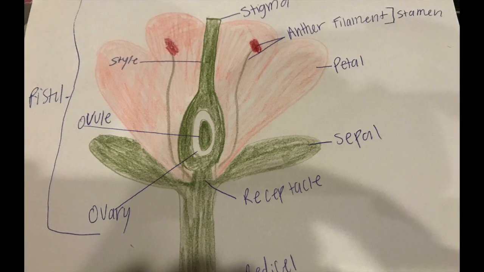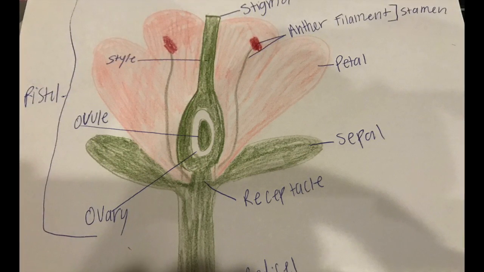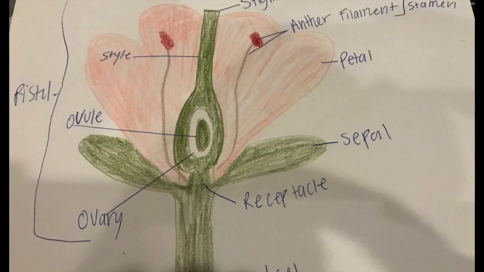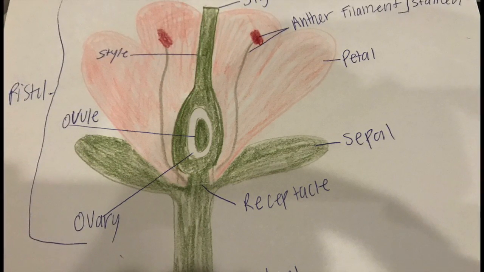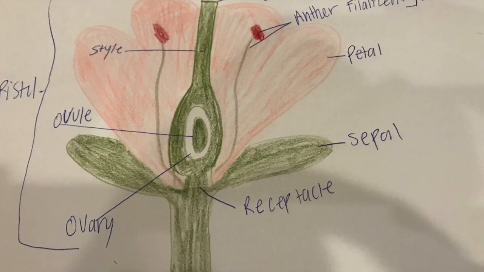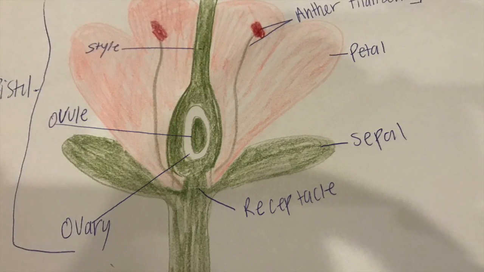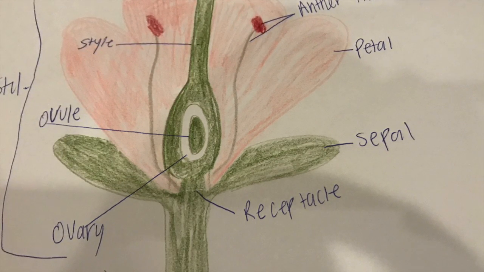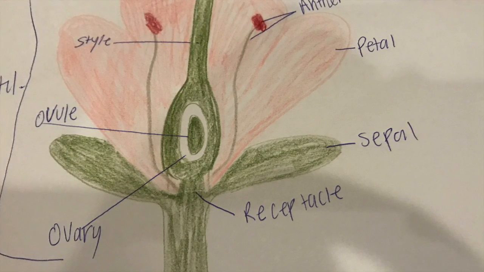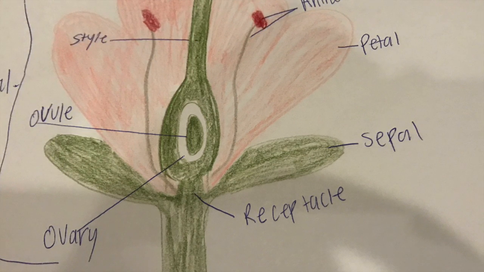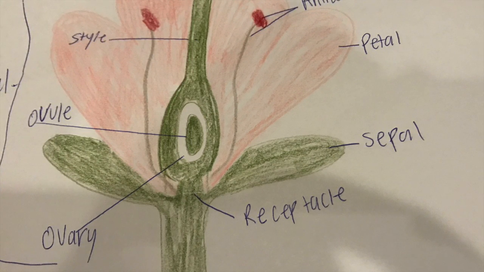The sepal is each part of the calyx. The receptacle is where the parts of the flower are attached. The pedicel is the stem that attaches a single flower. The ovary is the reproductive organ, and same with the style. And the ovule is the part that develops into a seed.